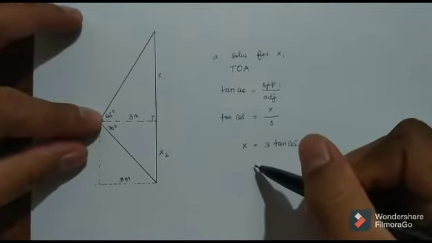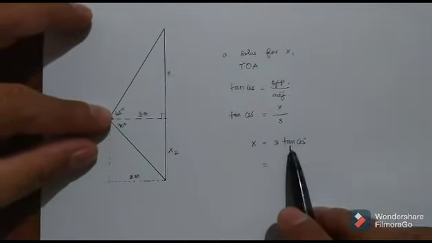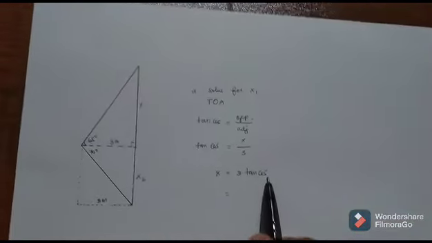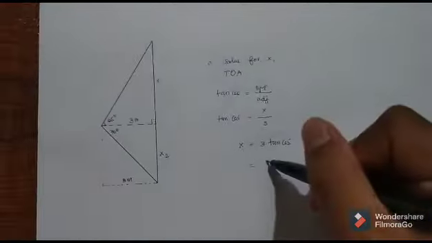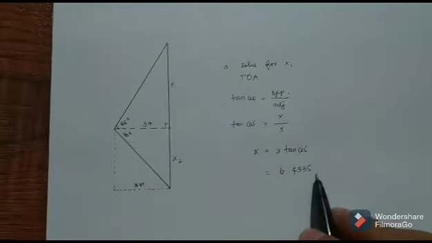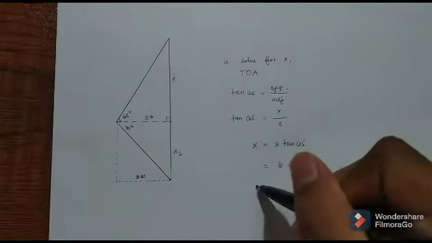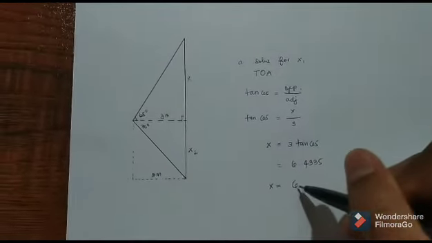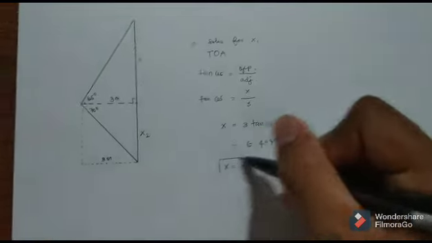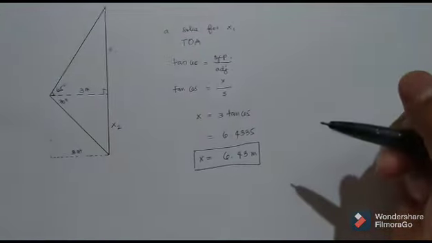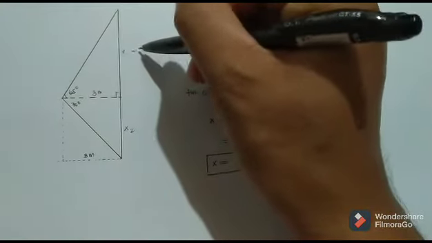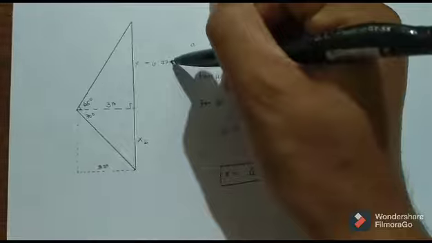By simplification, what is tangent 65 times 3? That would be equivalent to 6.4335. We'll just make use of the 4 digits, or you could have it as simply 6.43. That is in meters. So in this case, right here, this is going to be 6.43 meters.